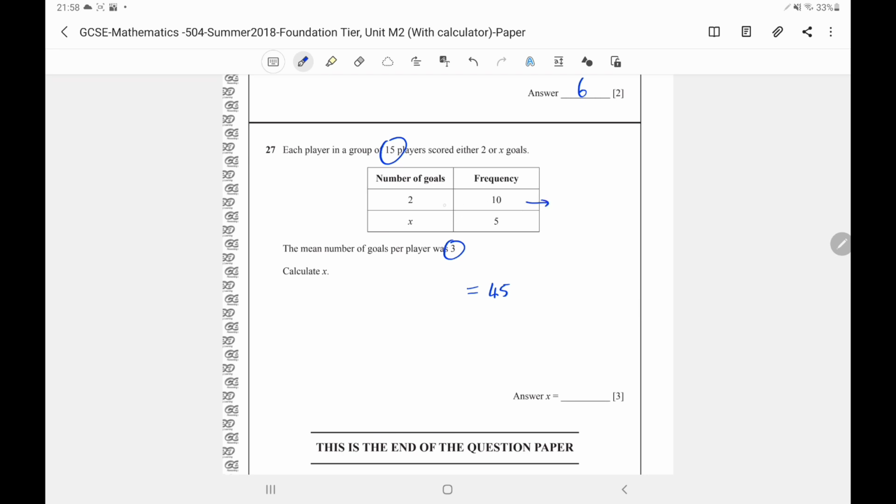So from this frequency table, if 2 goals were scored 10 times, that's 20 goals. And if X goals were scored 5 times, that's 5X goals. So when we add 20 and 5X, we need to get 45. So there's an equation. Bring 20 over to get 25, divide by 5.